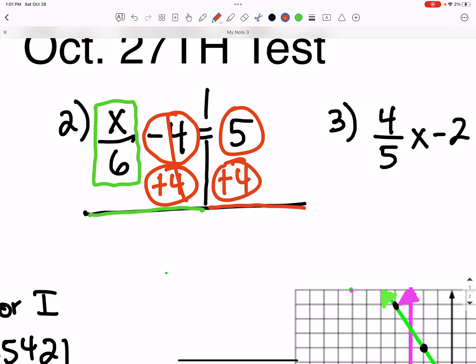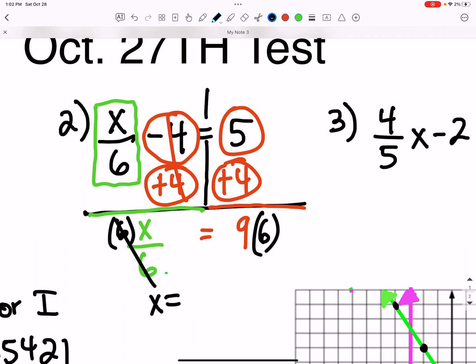Okay, 9 equals x over 6. The rule is if I see a bottom 6, I need a top 6. So I need a top 6 over here. Put parentheses so it doesn't look like 96. X equals 9 times 6 is 54.